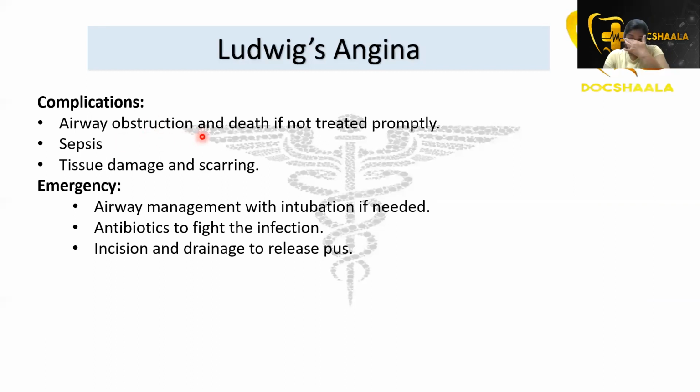First of all, when we see a Ludwig's angina patient, we have to make sure that the airway is competent and then give the other treatment. Here we have to follow the ABC rule: airway, breathing, everything we have to check first. Then sepsis, tissue damage and scarring. So for emergency, first of all, airway management and intubation if needed, antibiotics to fight the infection, and incision and drainage to release the pus.